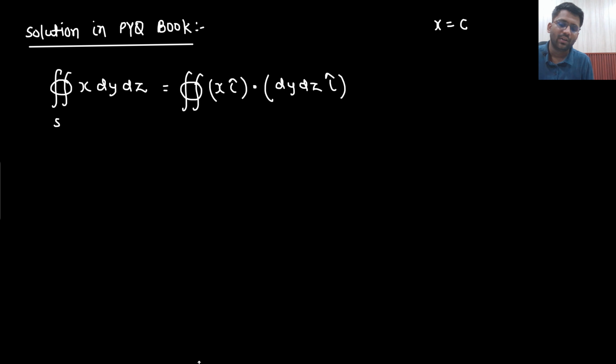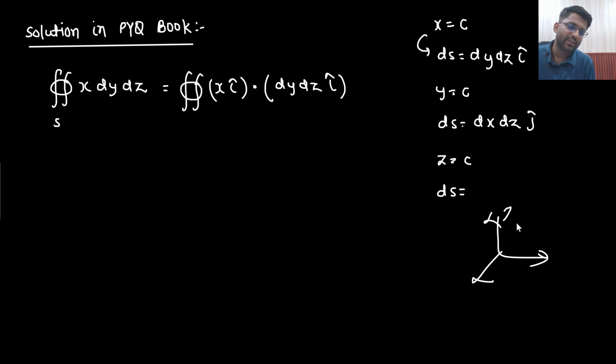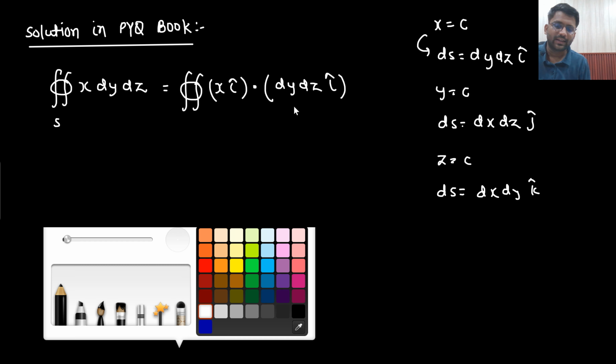I hope you would have understood. For the x equals constant surface, the surface area would be nothing but dy dz i cap, plus or minus i cap. For the y equals constant surface, the surface area would be nothing but dx dz j cap. And for the z equals constant surface, you are moving in the xy direction, and the direction will be plus or minus k cap. So what they have done is they have written this as your ds vector.